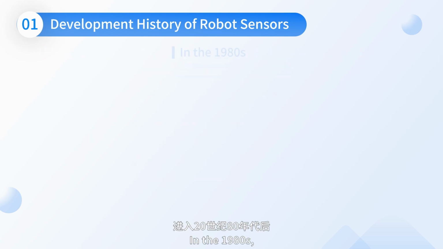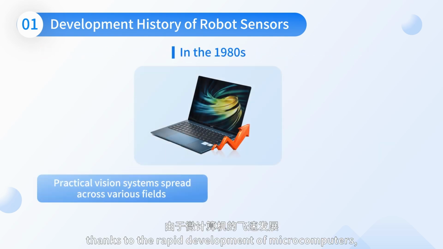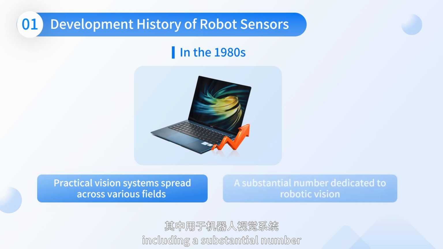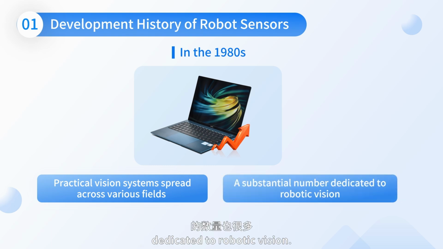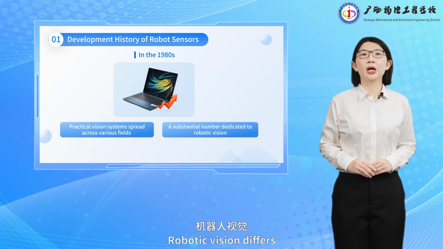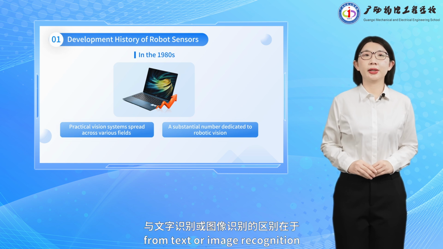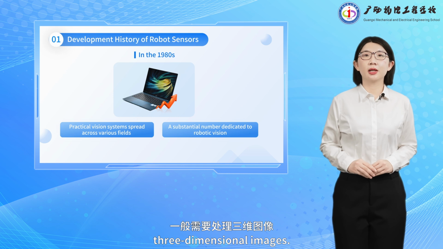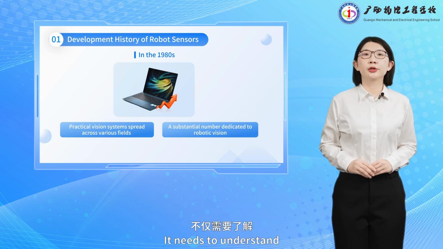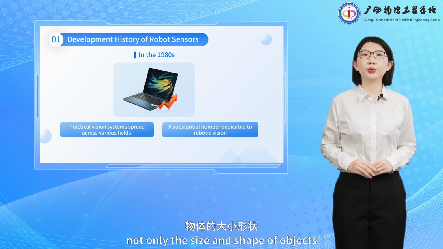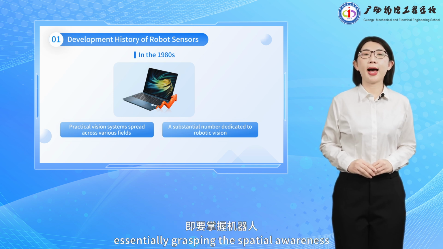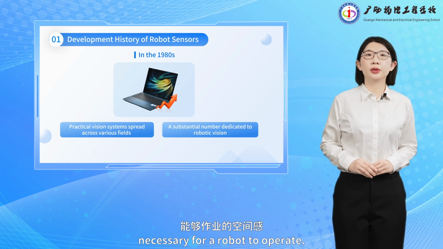In the 1980s, thanks to the rapid development of microcomputers, practical vision systems began to spread across various fields, including a substantial number dedicated to robotic vision. Robotic vision differs from text or image recognition in that it generally deals with three-dimensional images. It needs to understand not only the size and shape of objects but also their relationships, essentially grasping the spatial awareness necessary for a robot to operate.